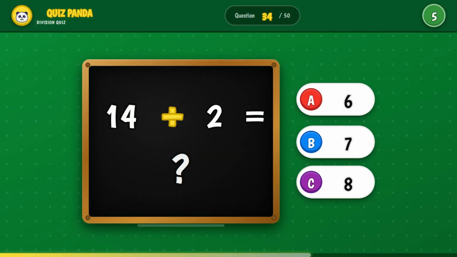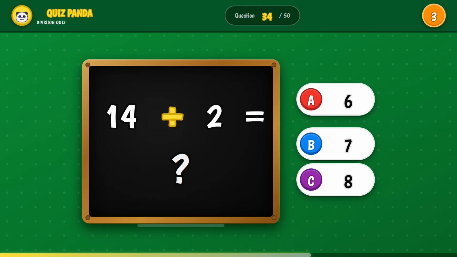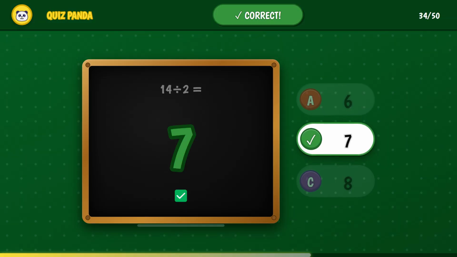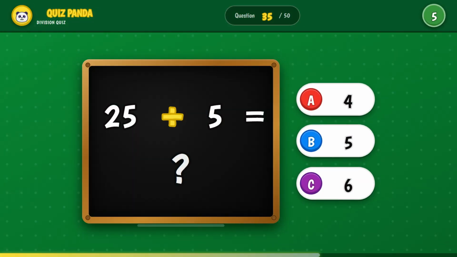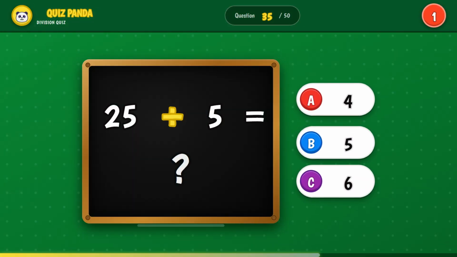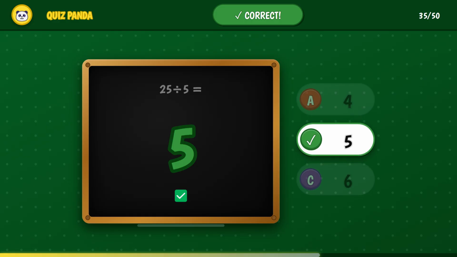Question 34. What is 14 divided by 2? The correct answer is B, 7. Number 35. 25 divided by 5 equals? The correct answer is B, 5.